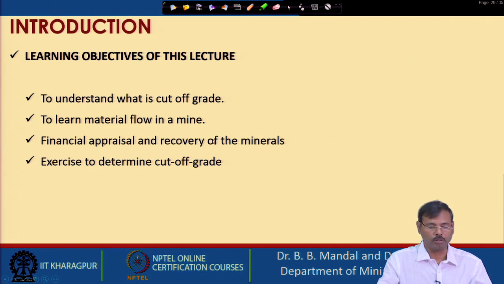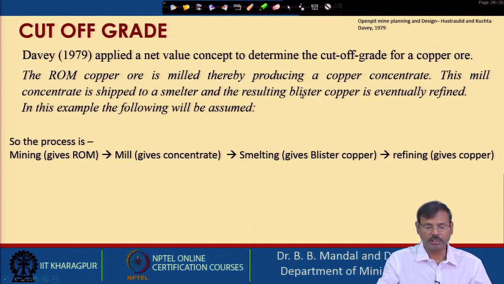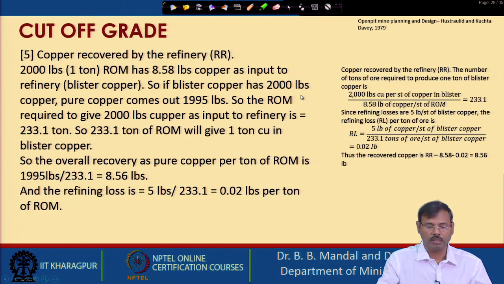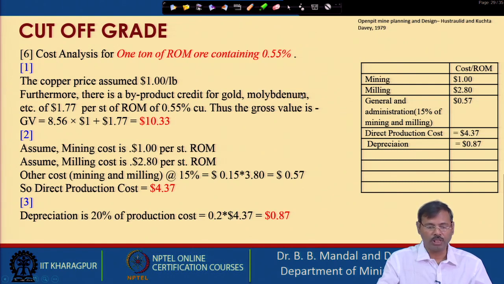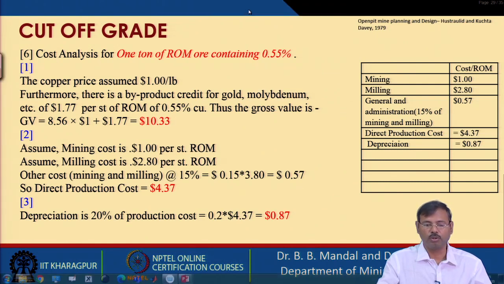We have already covered the definition of cutoff grade. We have already learned the material flow, and we are now carrying out the financial appraisal, how to calculate the cutoff grade, and we are exercising the determination of cutoff grade as we are now calculating the cost analysis. So, let us directly go into our cost analysis part. We have already carried out the cost analysis.